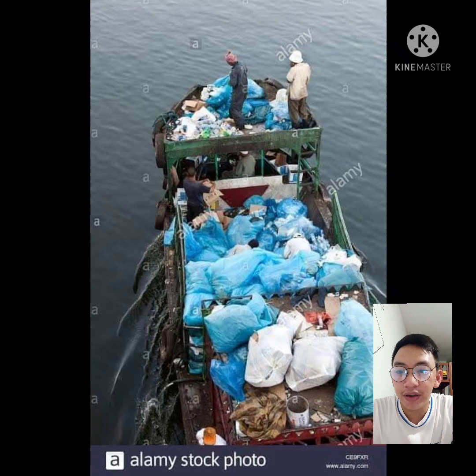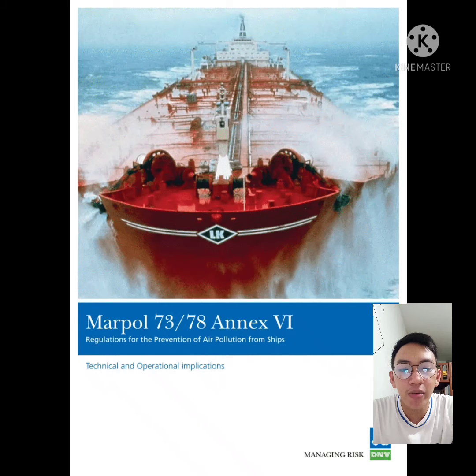Annex Number 5. Prevention of pollution by garbage from ships, entered into force on December 31, 1988. All kinds of food, domestic and operational waste, all plastic, cargo residues, incineration ashes, cooking oil, fishing gear, and animal carcasses generated during normal operation.